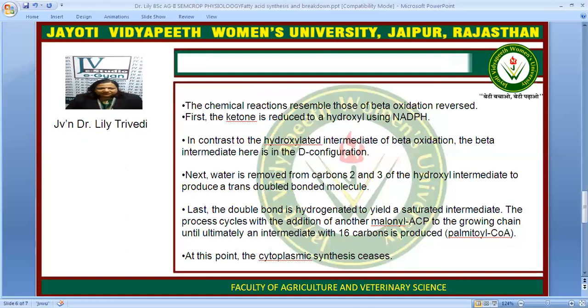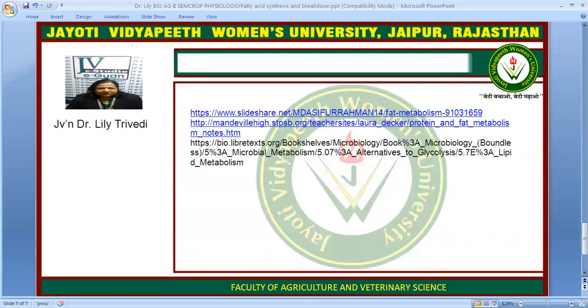At last, the double bond is hydrogenated to yield a saturated intermediate, and this process cycles with the addition of another malonyl ACP to the growing chain, until ultimately an intermediate with 16 carbons is produced, and that is palmitoyl coenzyme A. At this point, fatty acid synthesis in the cytoplasm ceases.